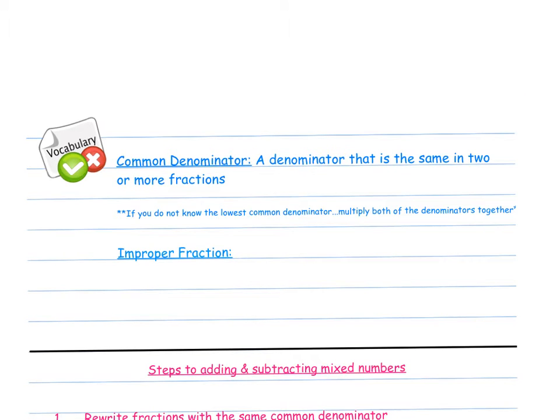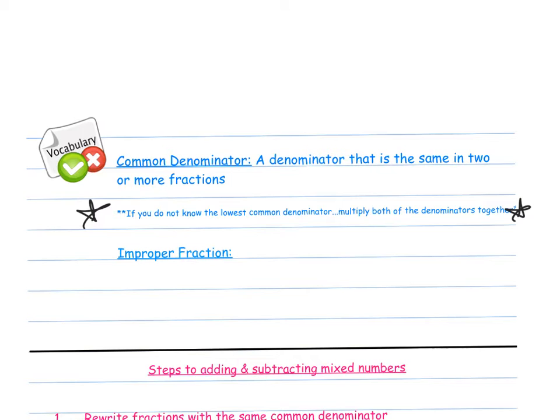Some vocab that we need to have written down here. Common denominator: this is a denominator that is the same in two or more fractions. If you do not know the lowest common denominator, multiply both of the denominators together. That's a key thing to make sure you have written down in your notes.